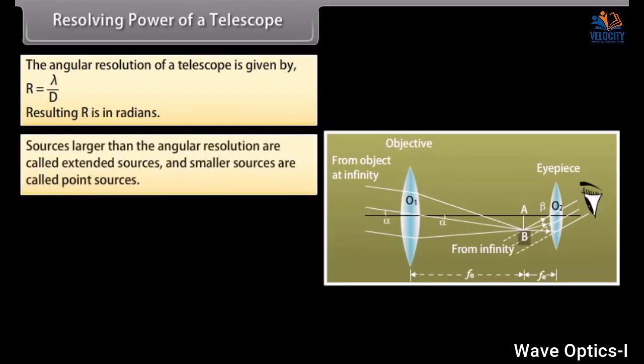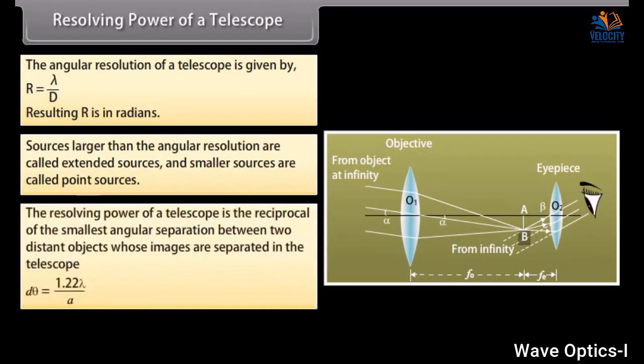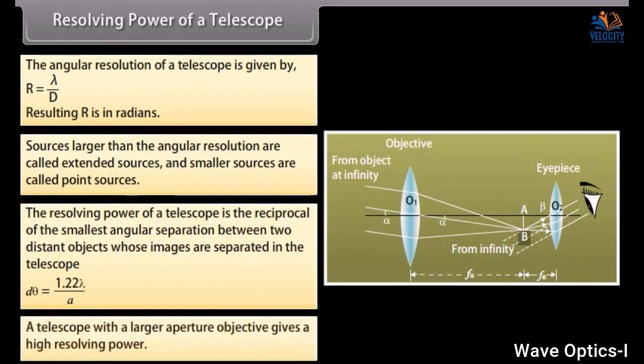Sources larger than the angular resolution are called extended sources and smaller sources are called point sources. The resolving power of a telescope is the reciprocal of the smallest angular separation between two distant objects whose images are just separated in the telescope. d theta is equal to 1.22 lambda divided by a. A telescope with a larger aperture objective gives a high resolving power.